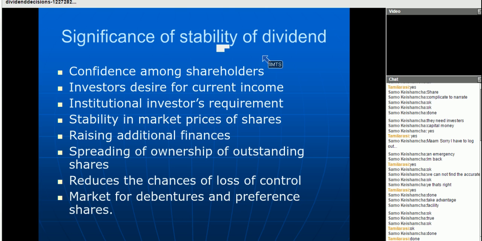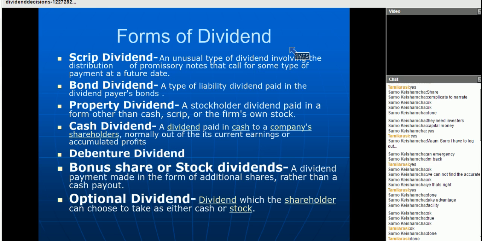Now, what is the significance of the stability? It boosts the confidence of the shareholders, investors' desire for current income, then institutional investors' requirement. Stability in market prices of shares is maintained. Raising additional finances can be met, like if the company holds goodwill. Then spreading of ownership of outstanding shares reduces the chances of the loss of control. The market for debentures and preference shares is wider if there is stability in the payment of dividends.